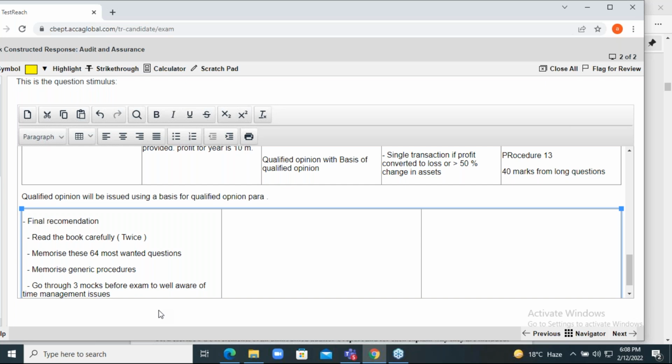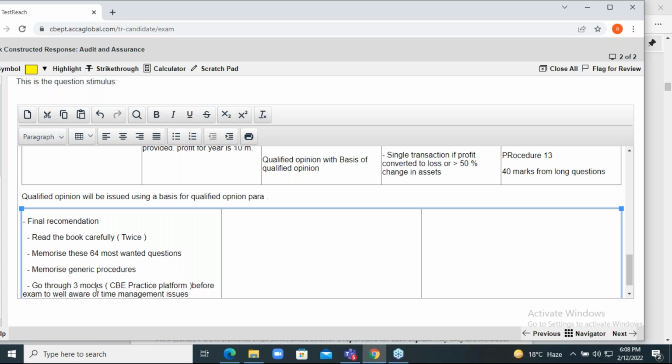You have mocks. There are some mocks presented by ACCA. There are some mocks that are available in different resources of Kaplan and BPP. And there are some past papers as well. So I would prefer that you must attempt these 3 mocks that are there on the CBE practice platform. You must go through these mocks.